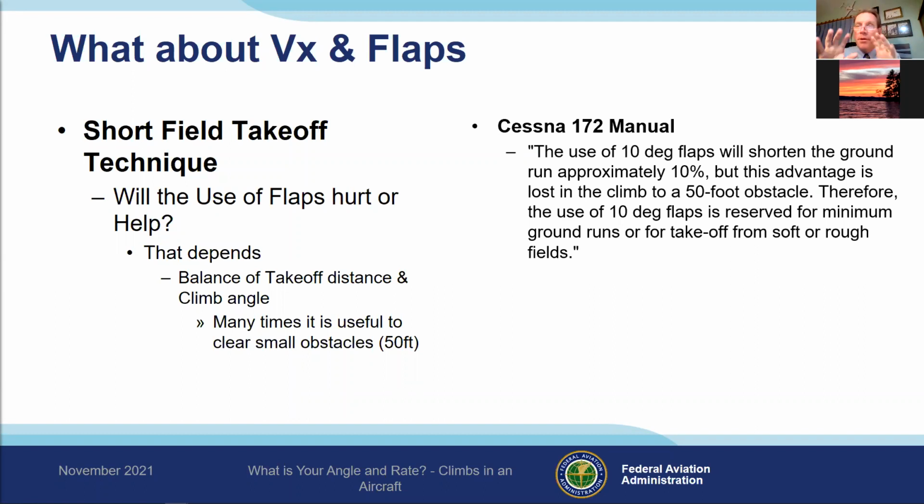And you'll see notes, these are the little gems that are hidden in the approved flight manuals. For the Cessna 172, the use of 10 degrees of flaps will shorten the takeoff by about 10%. But guess what? You lose this advantage in the climb to the 50-foot obstacle. So they say only use the 10 degrees of flaps for minimum ground runs or takeoff from soft or rough fields, if you really have to get it off the ground. But if you're going to end up clearing obstacles, it's probably not going to help you, and you have to weigh that out as a pilot.